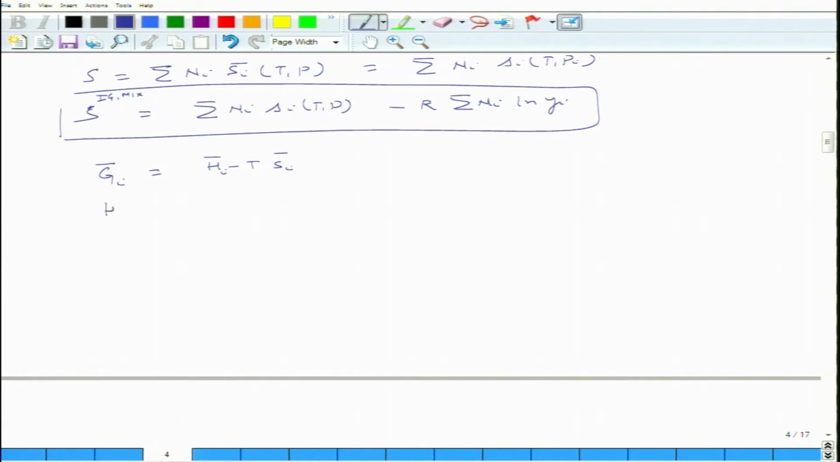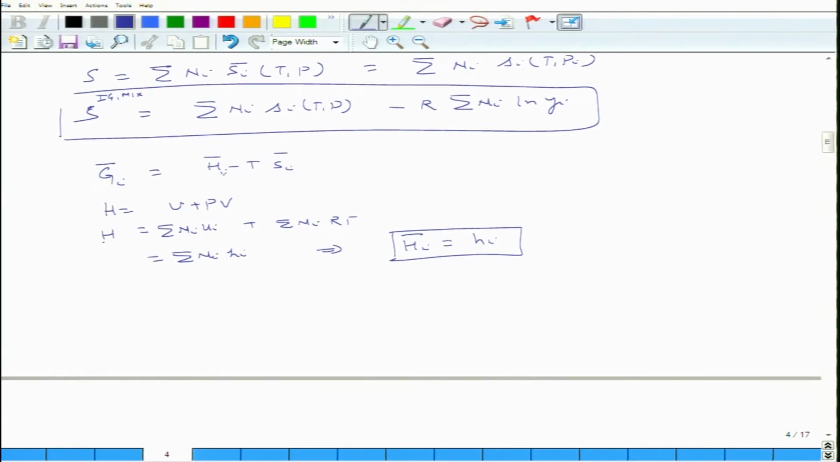So, let us look at H. H is U plus PV. Okay. U, of course, we can write as summation Ni Ui, because of the fact that it is an ideal gas, a non-interacting system, and PV is summation Ni RT. Now, this essentially is nothing but summation Ni Hi, which means that if you take a partial derivative of H keeping the other moles constant, then Hi bar will be equal to Hi. So, this is for an ideal gas system.